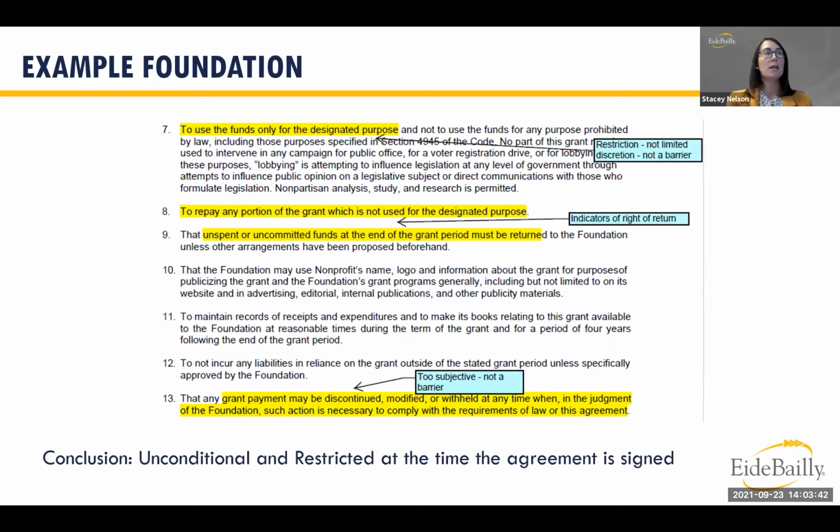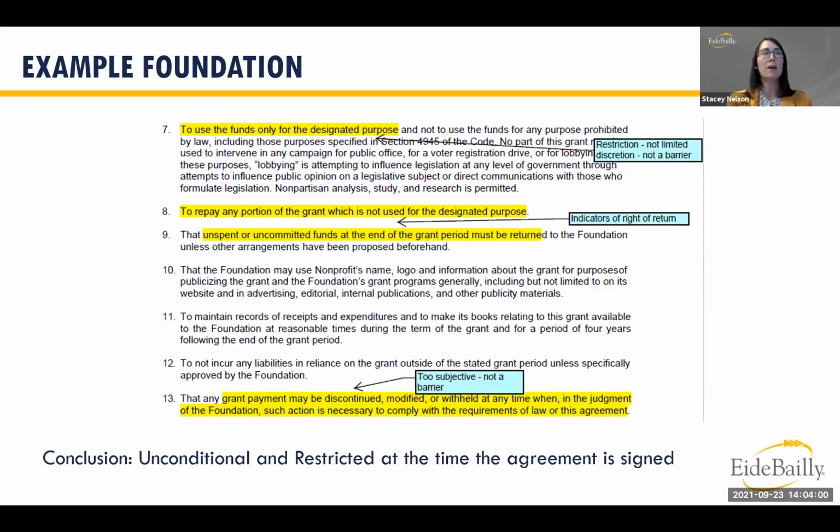Under number 7 here, to use the funds only for the designated purpose. So this would be more of a restriction. It's not necessarily limited discretion on how the amounts can be spent. It's really that they needed to be spent for this designated purpose. So that would not be a barrier.